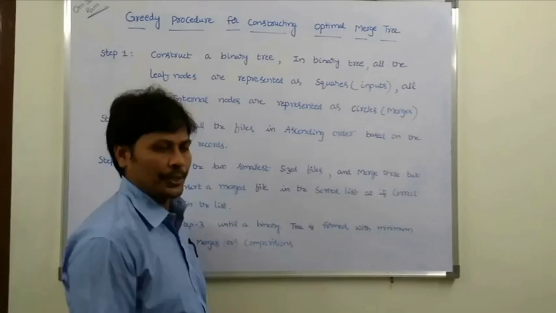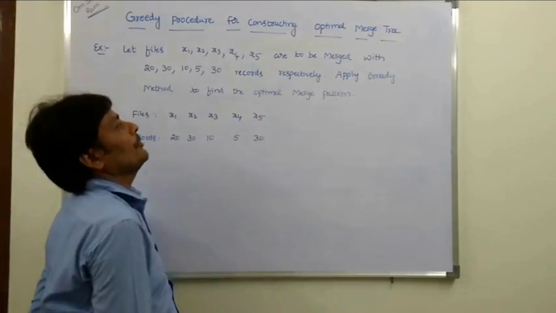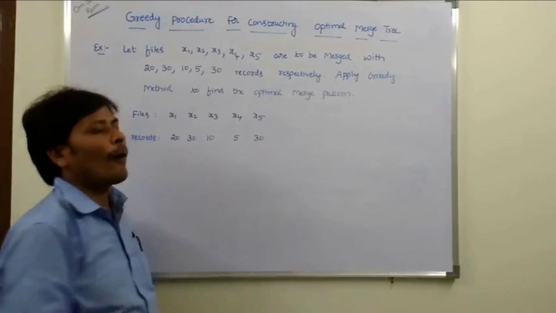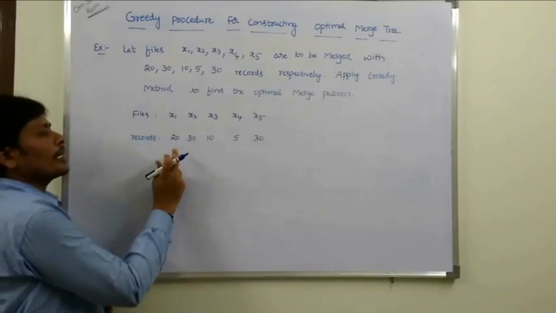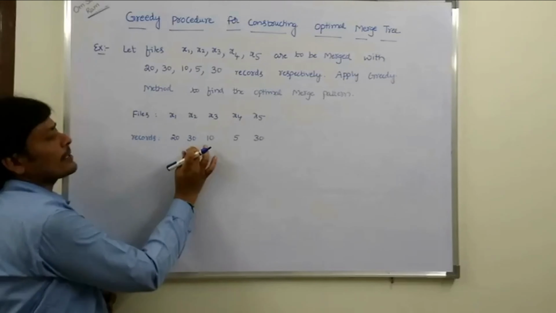Next we go to the example problem. Let the files x1, x2, x3, x4, x5 be merged with 20, 30, 10, 5, 30 records respectively. Apply the greedy method to find the optimal merge pattern. So we are given the files x1, x2, x3, x4, x5: x1 contains 20 records, x2 contains 30 records, x3 contains 10 records, x4 contains 5 records, x5 contains 30 records. So these are all our input files.